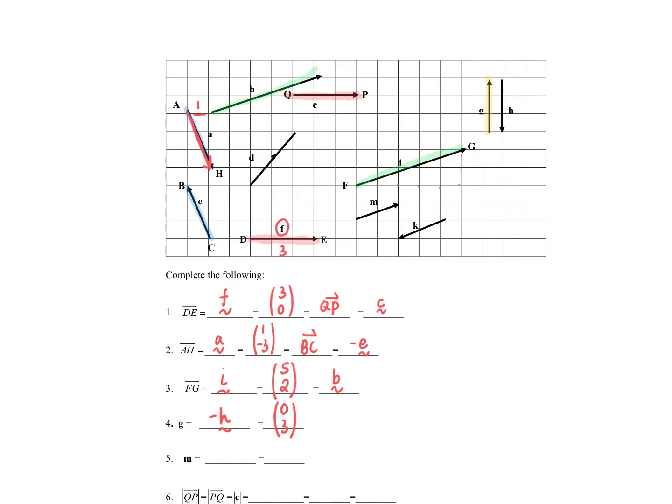Jamil and Sailesh, this one is the beginning of vectors. Don't play. Yeah, you laugh and you say something.